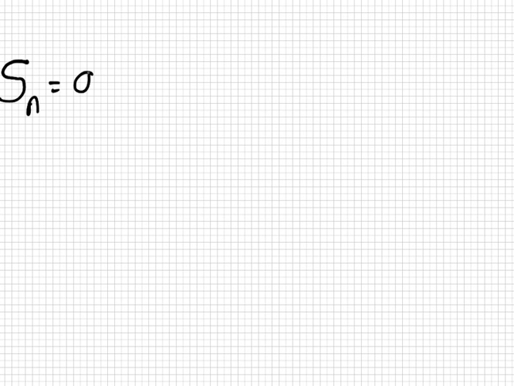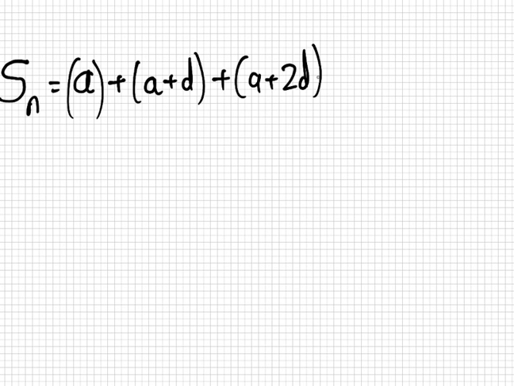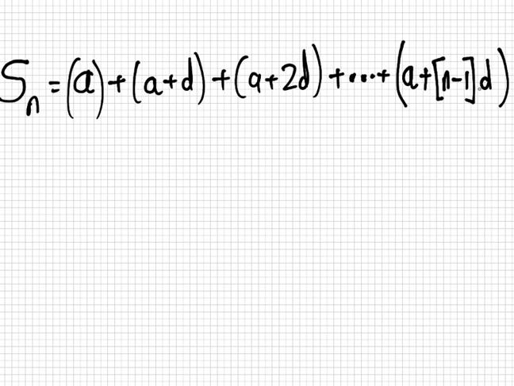It's the first term plus, I'll use brackets here, the second term, which is a plus d, plus the next term, which is a plus 2d, and that continues all the way until the last term. How many terms are in this series? N. So what is the last term? A plus n minus 1 d. It's the nth term at the end.